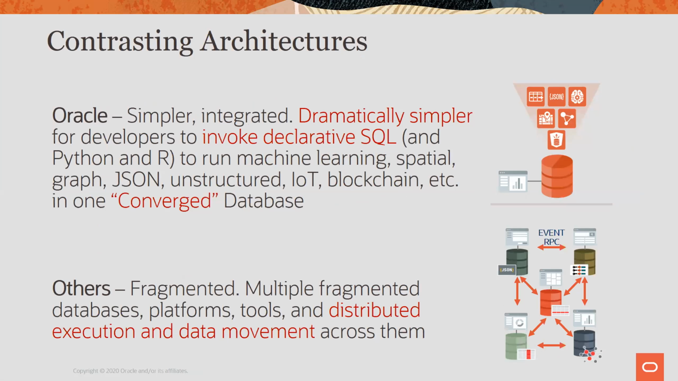I also just want to go on a little bit of a tangent here to talk about the contrasting architectures between Oracle's converged database architecture and what you would ordinarily be doing today to solve these kinds of problems. Oracle has this simpler, more integrated architecture. It's dramatically simpler for developers to invoke declarative SQL. We also have support for Python and R to run the algorithms, but we also have support for spatial, graph, JSON, unstructured, and so on, all in this Swiss Army knife converged database.